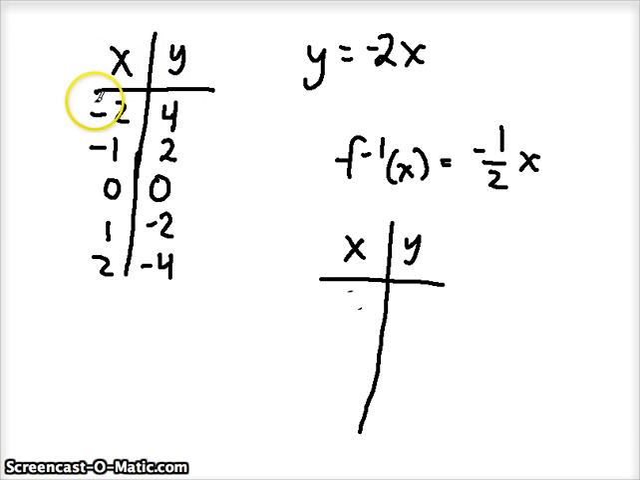So instead of using negative 2 as my input, I'm instead going to use 4 as my input. And when I input that, I should get what started as my input but is now my output. I should get negative 2. So the values get swapped for inverses of functions. The x and the y values get swapped. Let's see if that holds true. If I plug in 4 for x, I have what's half of 4, that's 2, times a negative, so I get negative 2. And it actually works for all of our values.